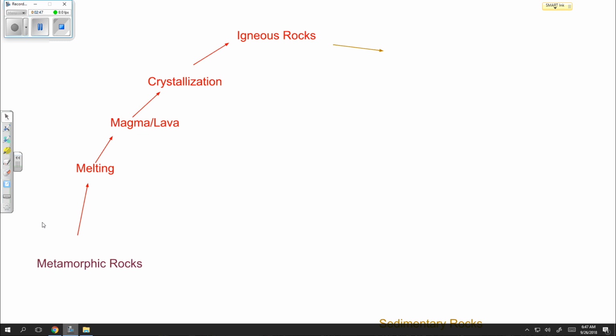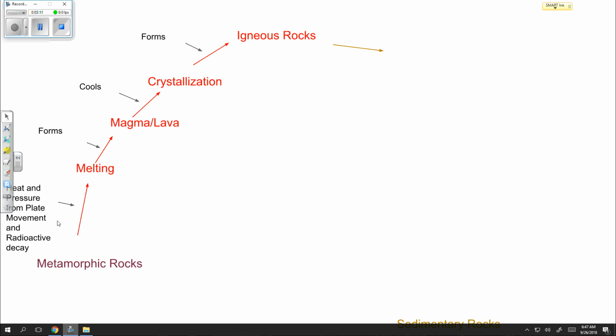the processes. So the first thing that we look at here is we've got melting of that rock. Whatever type of rock we're talking about, it's going to have to melt in order to eventually become an igneous rock. When it melts, it's going to form magma or lava, which is going to then cool and crystallize to form those igneous rocks.